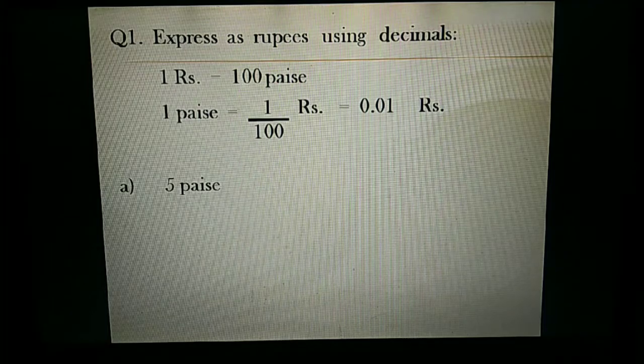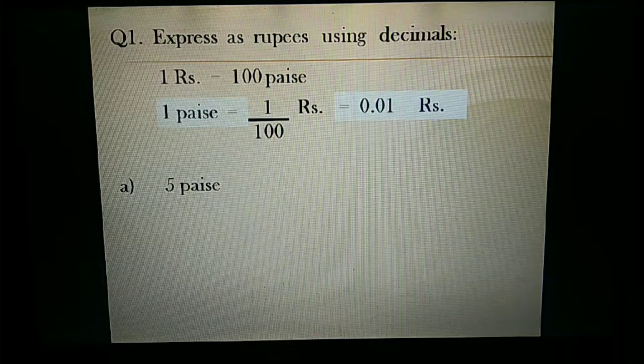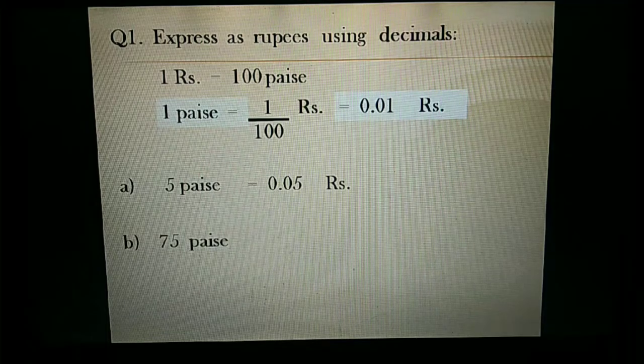So 5 paisa means, as per this formula, 0.05 rupees. Next is 75 paisa. Again, as per the formula, we are supposed to put a point after two digits from the right. Whatever value is given to you in paisa, just put a point after two digits from the right and you will get the answer in rupees. As there is a relation of 100, we put a point after two digits from the right.